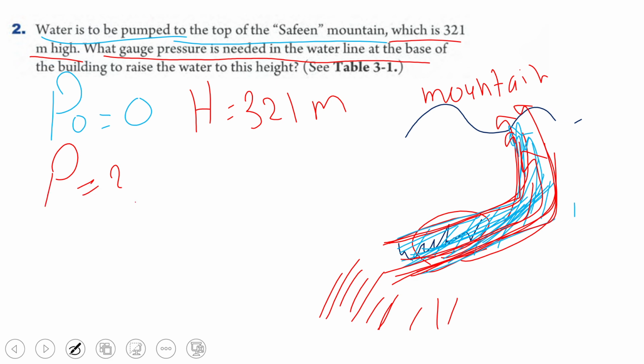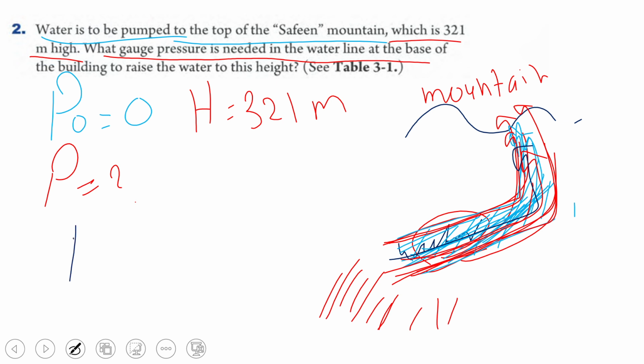Find the pressure with which we can compress the water and move it to the top of the mountain. Find the pressure that you can apply to move this water to the top of the mountain. Find this value that we can transfer the water to the top of the mountain.